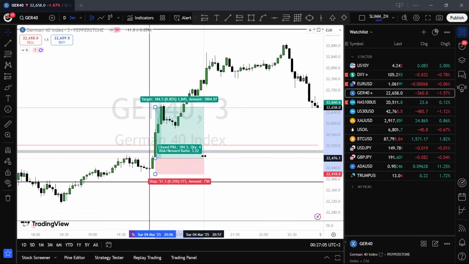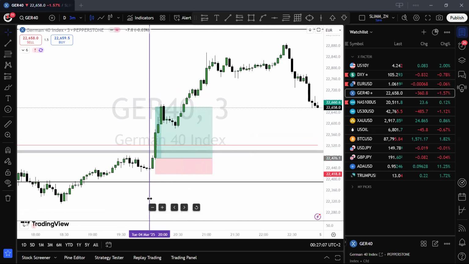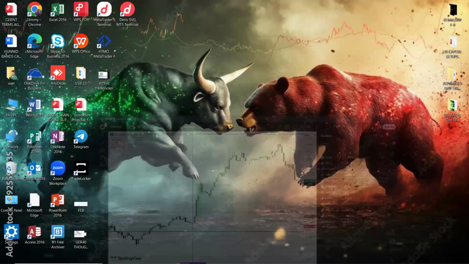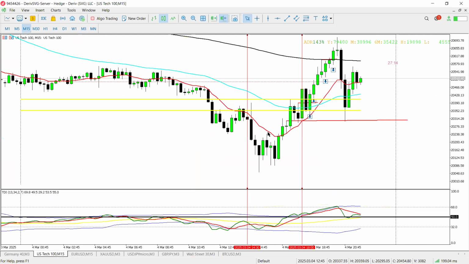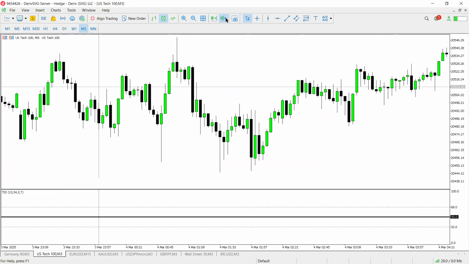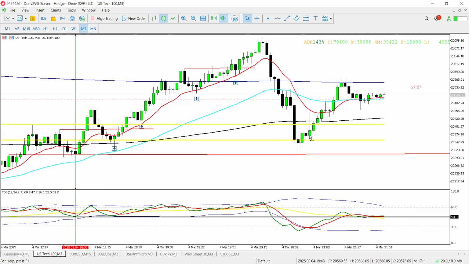So you can see this was actually a quick trade. And here you can see that's the time, 8 p.m. GMT plus 2. So let's go to the next asset. This is Nasdaq. Again, you can see we were trading above the 13 EMA. I'm not going to talk much about it since I've already elaborated on the first asset. So I'm just going to go straight to the 3-minute.